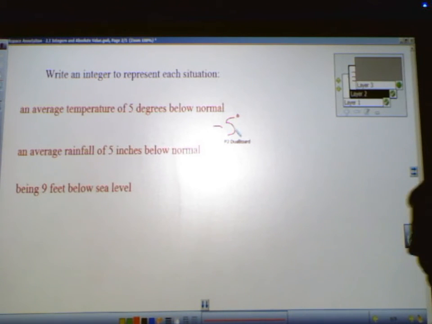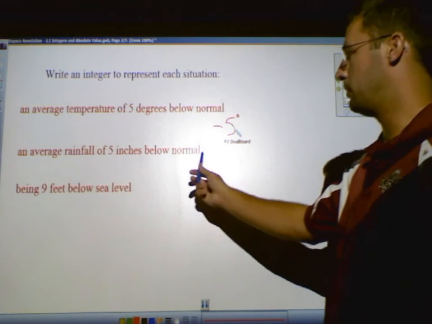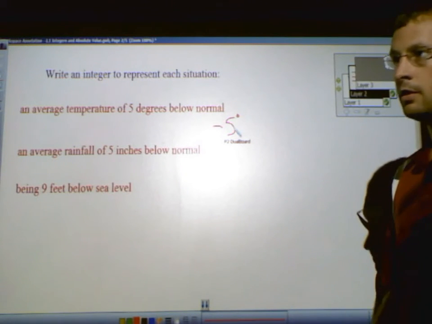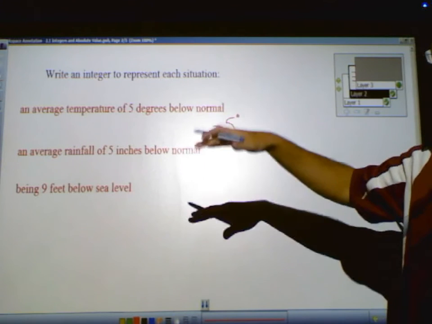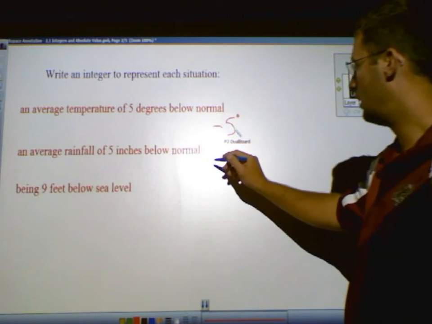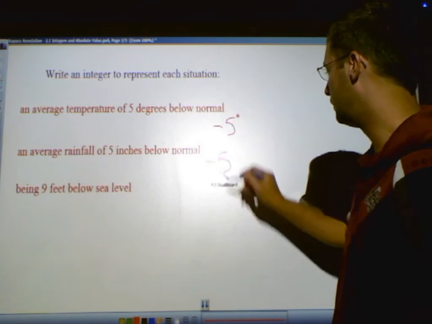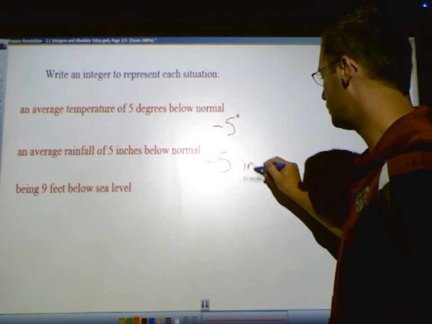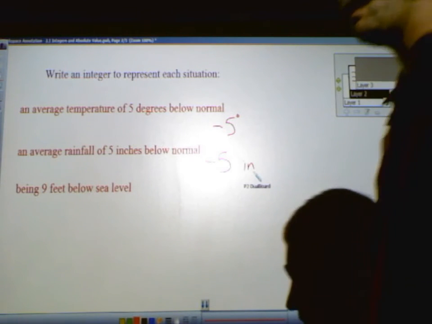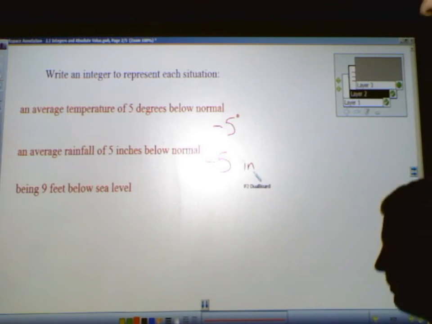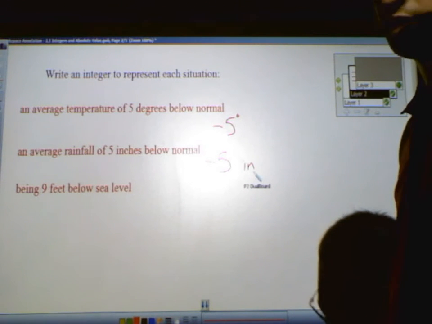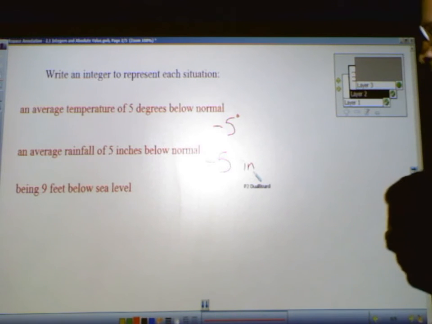Okay. Our second example has to do with rainfall. I have an average rainfall of 5 inches below normal. Right? 0 is considered the norm. This is where we should be, but it's 5 inches below it. Okay, when I think below, again, I'm thinking negatives. Okay, so I have negative 5 inches of rainfall compared to normal, compared to my normal levels. So say the average is 34 inches of rain, and this year we got 29. That would put me negative 5 below normal.